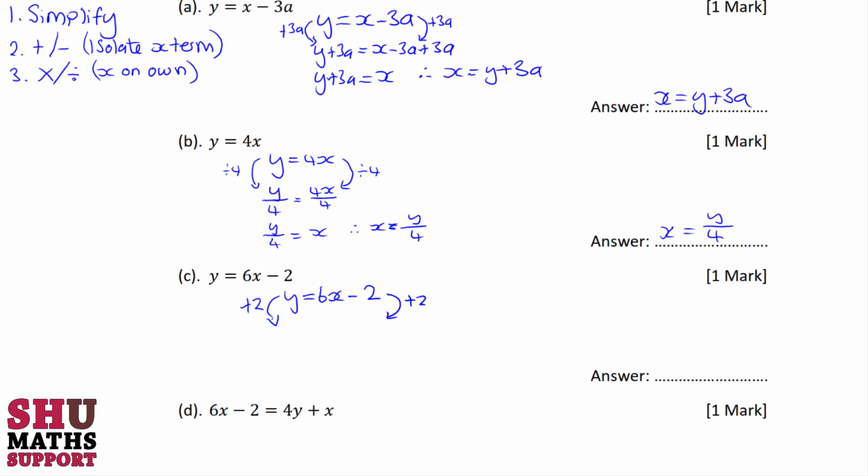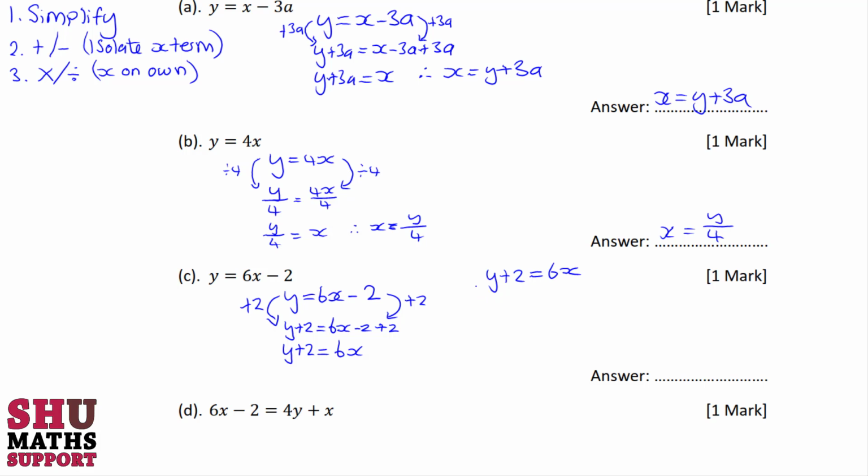then this would mean we'd have y plus 2 is equal to 6x minus 2 plus 2. And then we can simplify this to get y plus 2 is equal 6x. So now we have the x term on its own, which means we can move on to step 3, which is to use multiplication or division to get x on its own. So if we have 6x, we need to divide by 6 so that we have x.